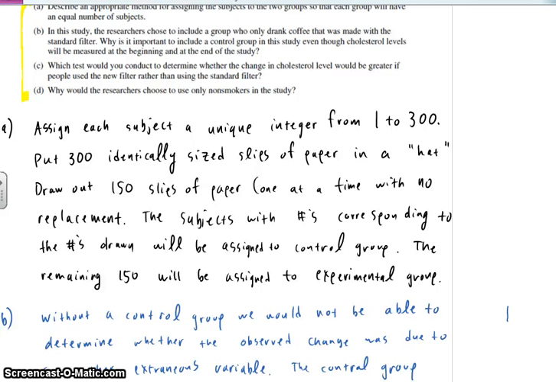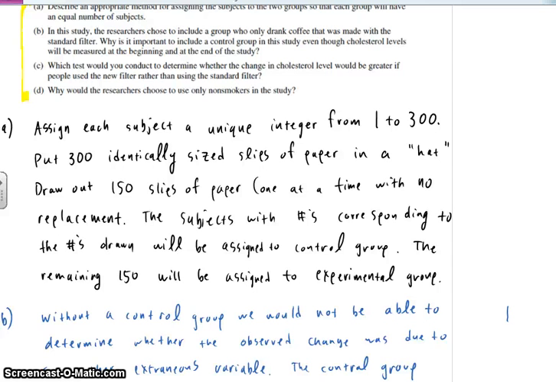So we assign each subject a unique integer from 1 to 300. We put 300 identically sized slips of paper in a hat. We draw out 150, one at a time with no replacements. The subjects with the numbers corresponding to the numbers drawn will be assigned to the control group, and the remaining 150 will be assigned to the experimental group.